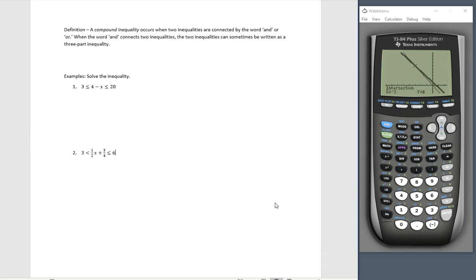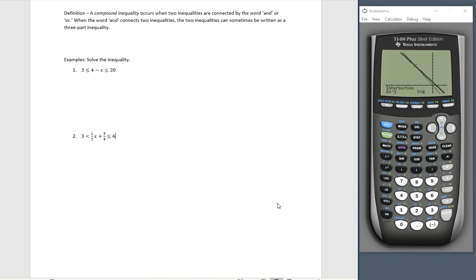We also have things called compound inequalities, and inequalities will be huge when you take calculus, and I really hope that you all go on to take calculus so you can appreciate how much easier calculus is than algebra, in my opinion. But a compound inequality occurs when two inequalities are connected by the word and or the word or. When the and connects two inequalities, they can sometimes be written as a three-part inequality. So instead of doing things to both sides, you do things to all the parts.